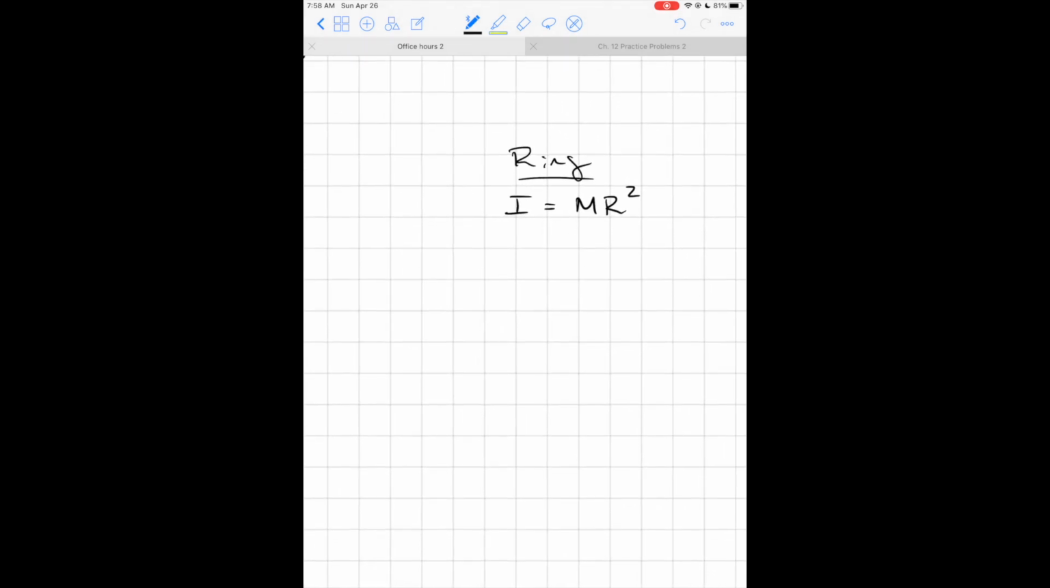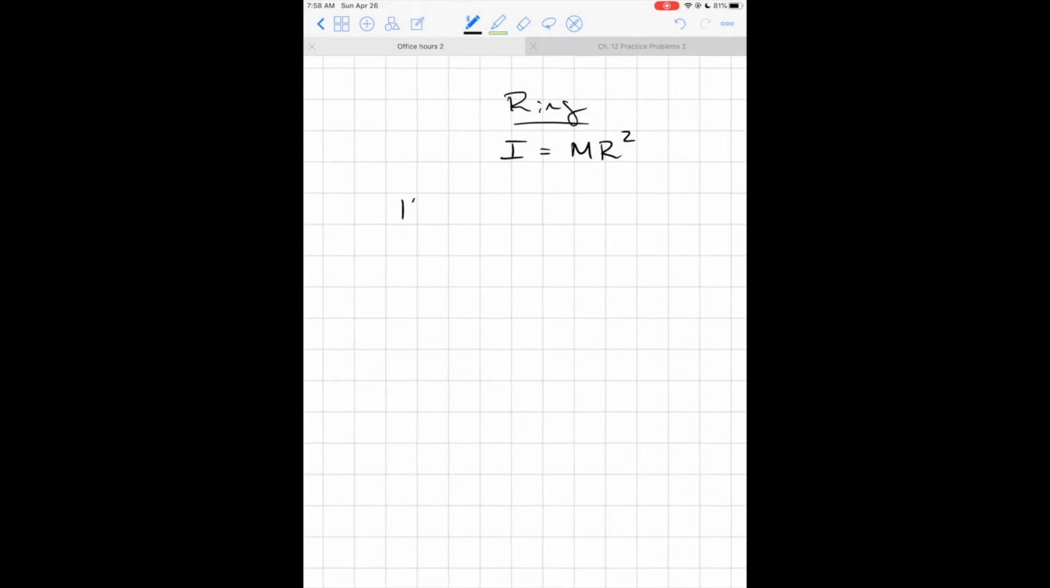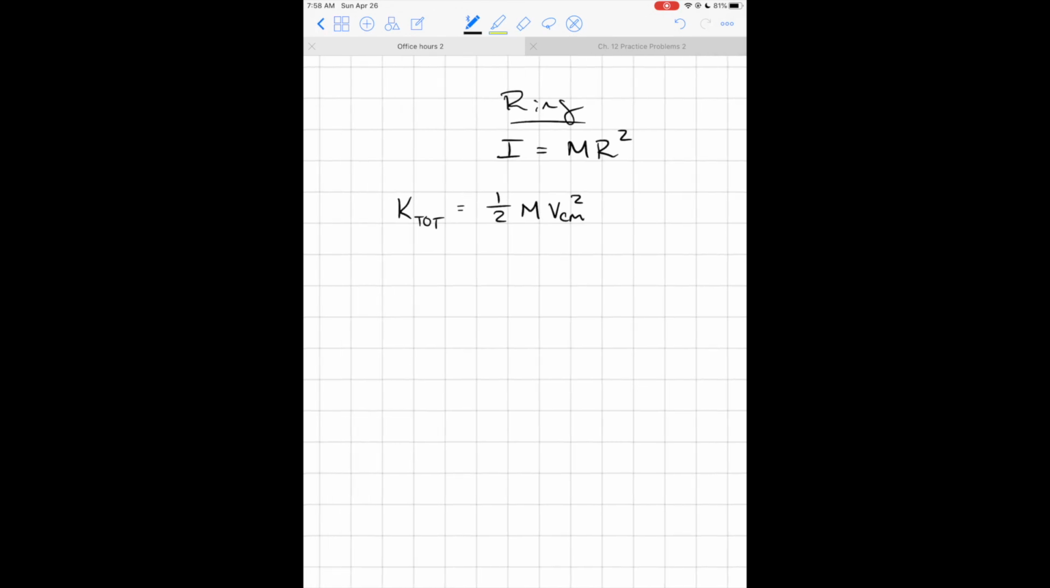So that's the ring. If I set up the same thing, K total, I'm not going to say K trans plus K rot. In this case, I'm just going to rewrite what we have. I have 1/2 m VCM squared. Right now, big M is going to be of our ring, not of our disk. We're going to find that it doesn't matter. Plus 1/2 I, which is mr squared, times omega squared, right?